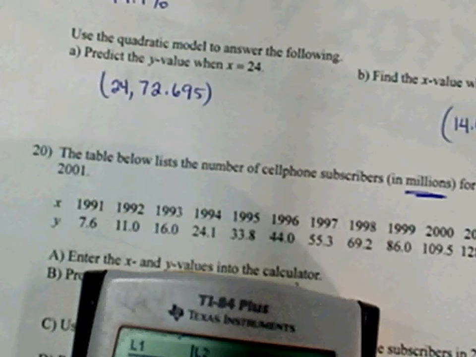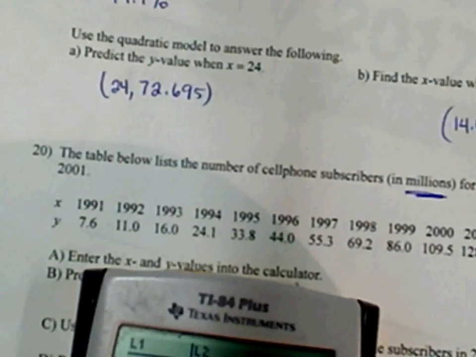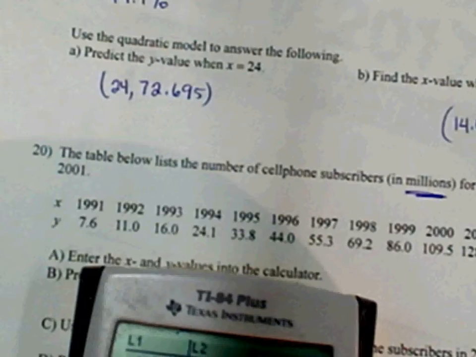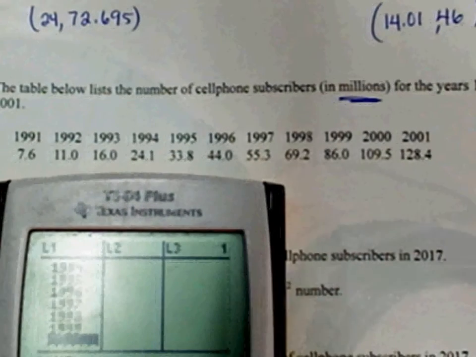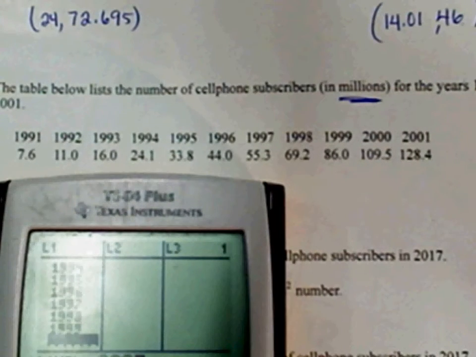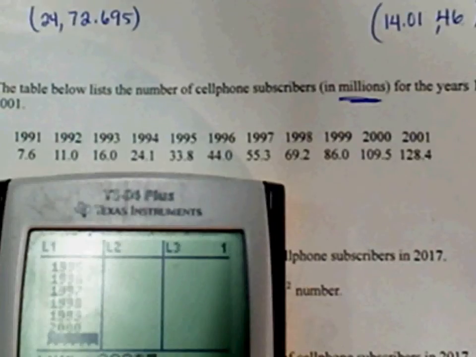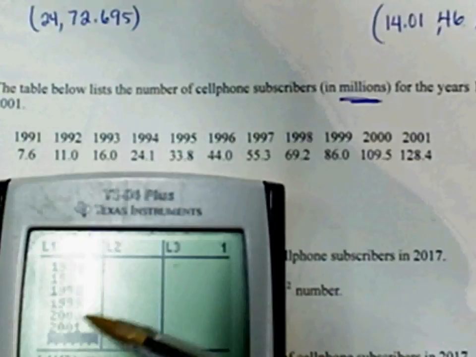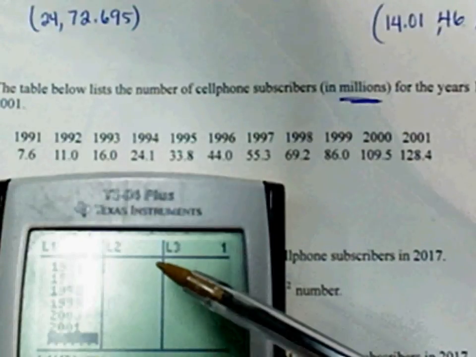1991, 1992, 1993, 1994, 1995, 1996, 1997, 1998, 1999. Okay. Let me move this up a little bit. 2000, 2001. Make sure your numbers are correct. If you're off by one number, it will mess up the whole equation because you are dealing with data.